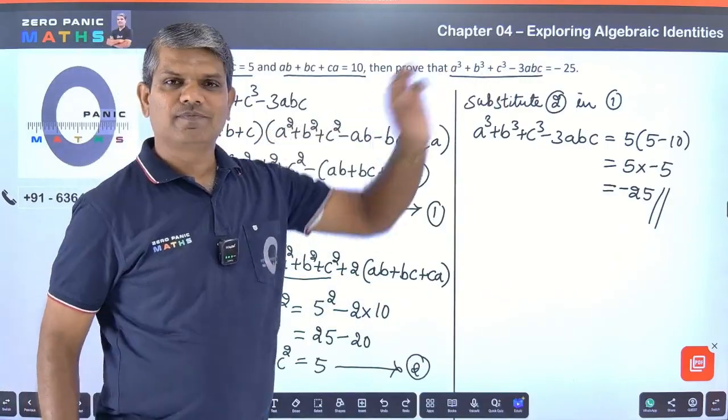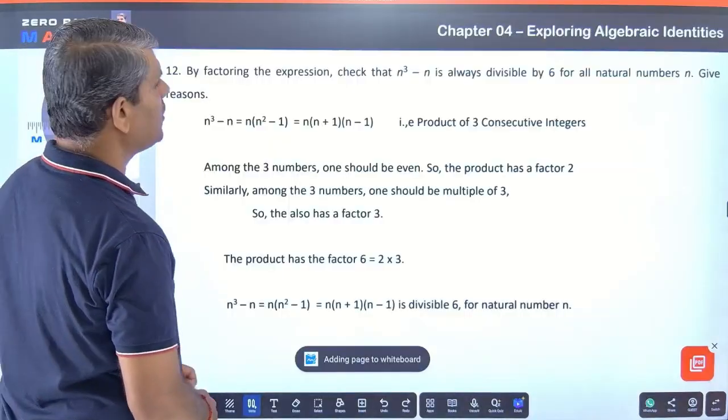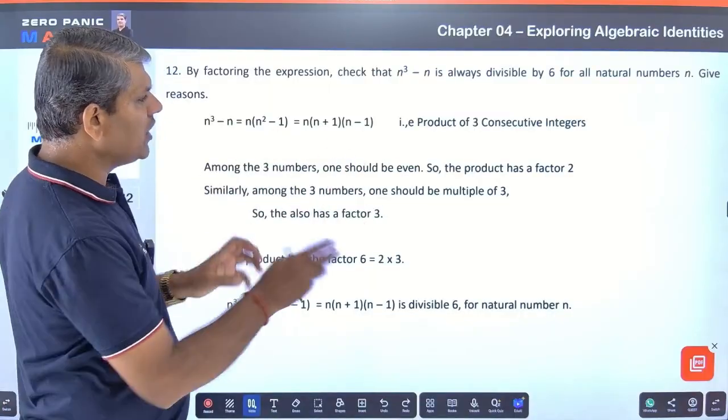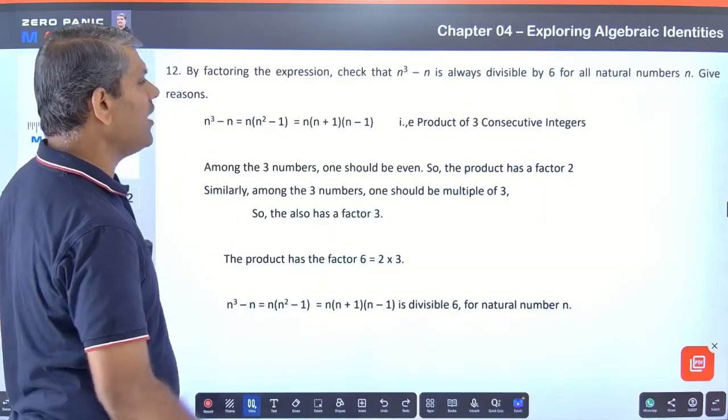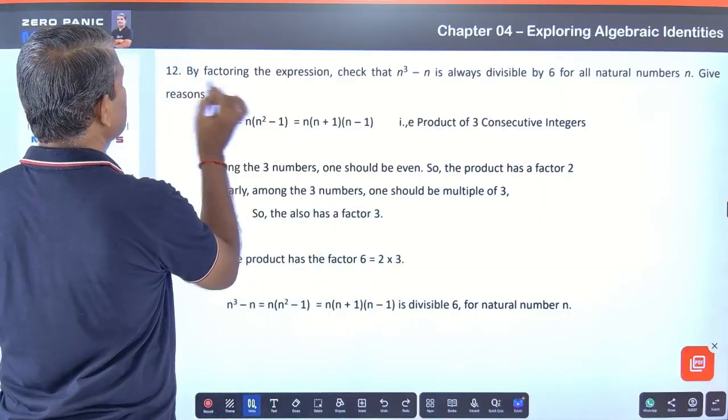You understood this, right? Let us quickly move to the 12th problem. Now 12th problem, since there was something required to be descriptively written, I have already written it. You can just make a note of this. So 12th problem is a little bit different.